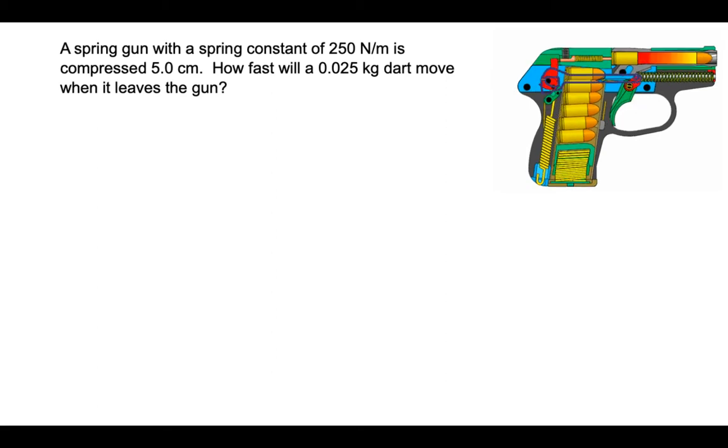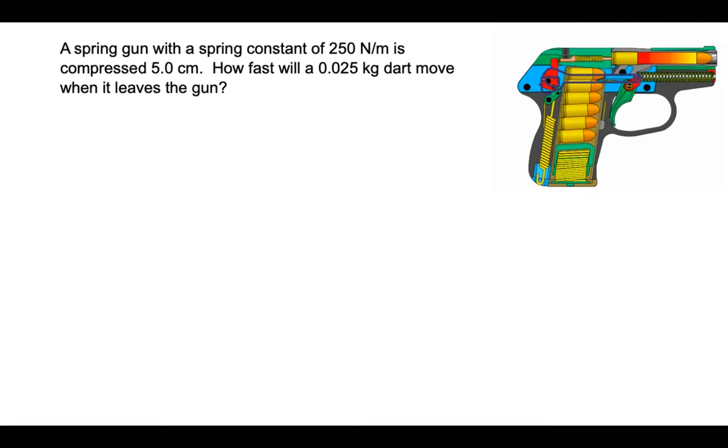There's a spring inside. A spring gun has a spring constant of 250 newtons per meter, and it's compressed 5 centimeters. As you can see here, when it's loaded up, the spring on the bottom near the trigger is compressed 5 centimeters. That spring has a spring constant k of 250 newtons per meter. So right now, as the spring is compressed, what kind of energy does the system have initially? Elastic potential energy.